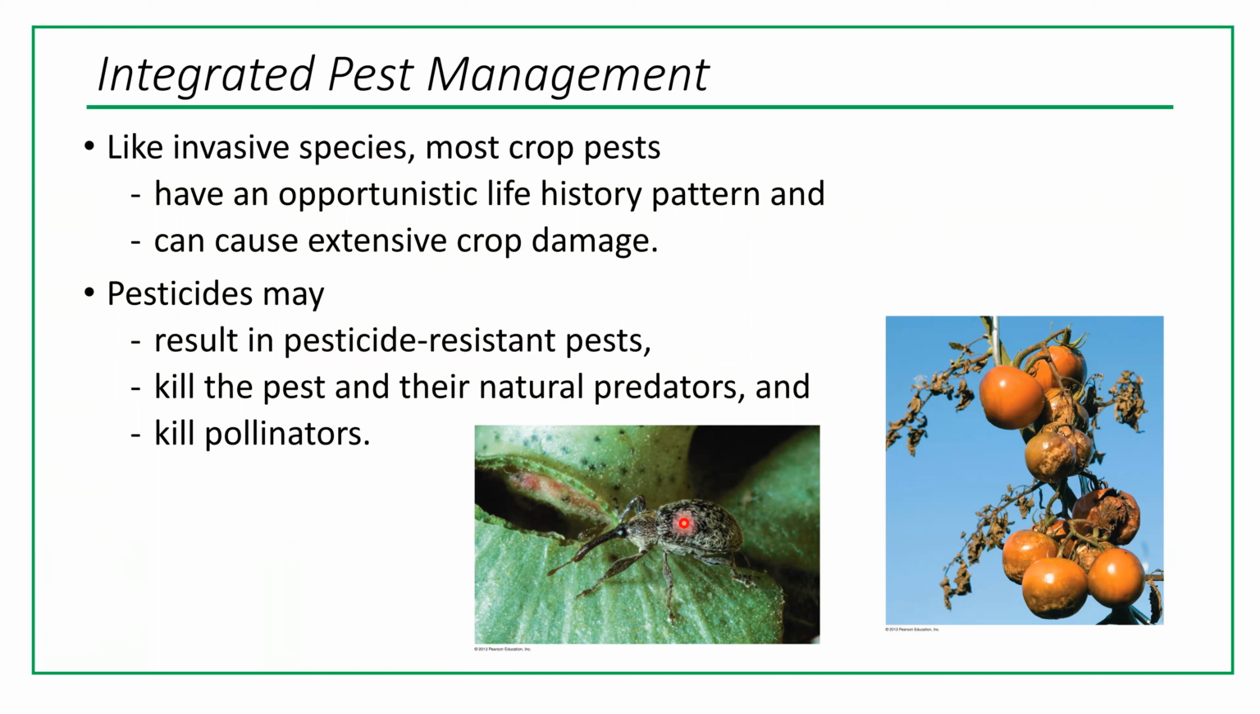But first of all, we start seeing more and more pesticide-resistant pests, right? Because that's evolution happening right in front of our eyes. Plus, pesticides kill natural predators of the pest. Pesticides can also kill pollinators. So just uncontrolled use of pesticides is not a good way of management.